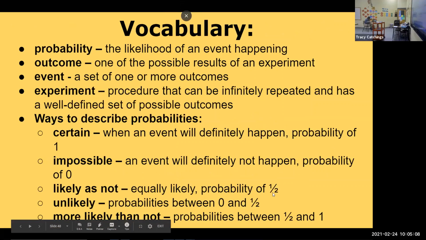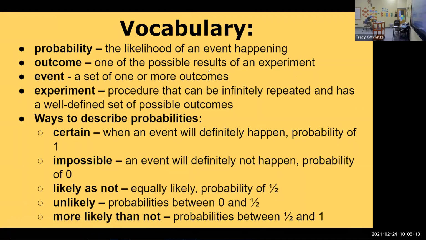All right, vocabulary, as always, a few pieces that we do need. That's what helps us move it along. Probability is the likelihood of an event happening. Outcome is one of the possible results of an experiment. If I have a coin, what's my outcome? If I got a quarter, what's my outcome?